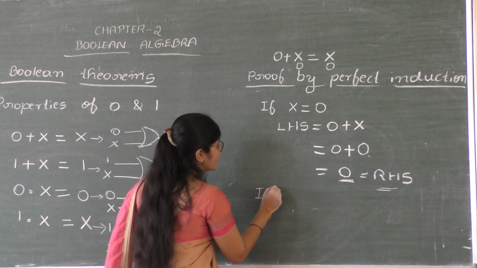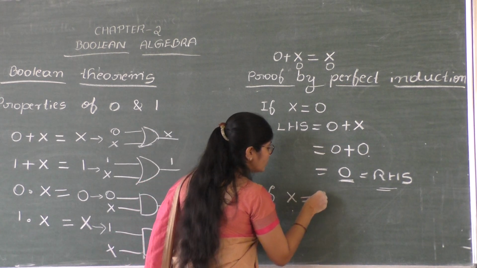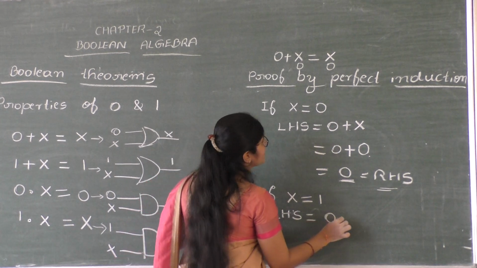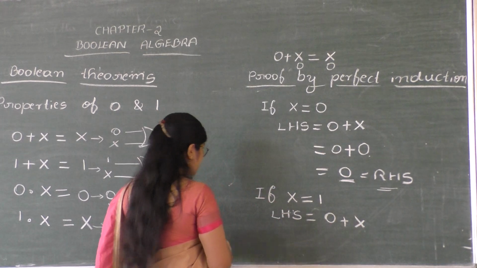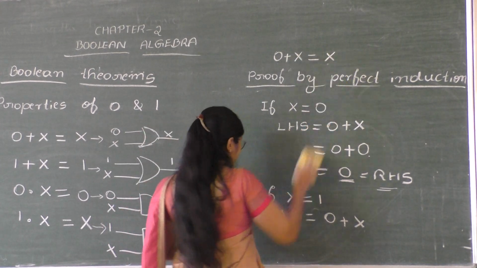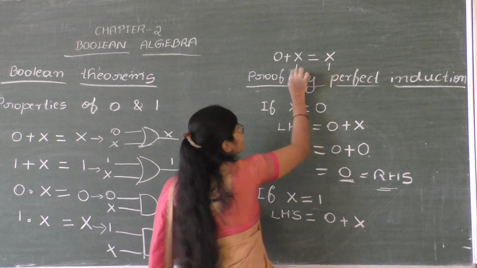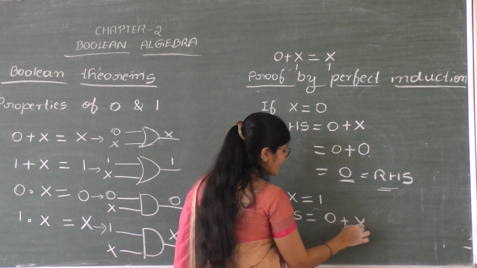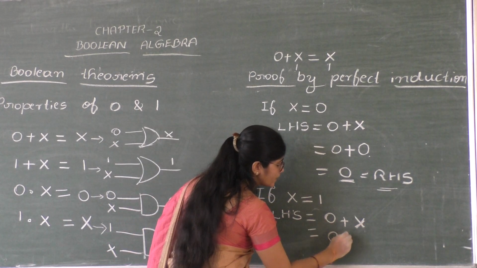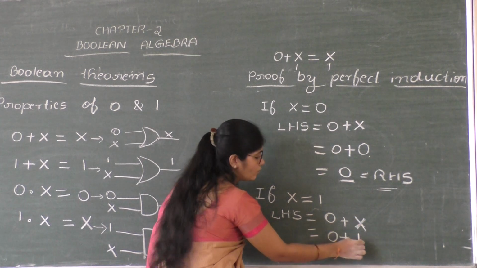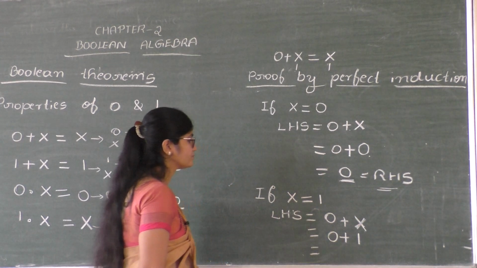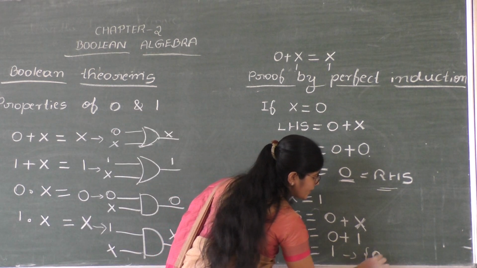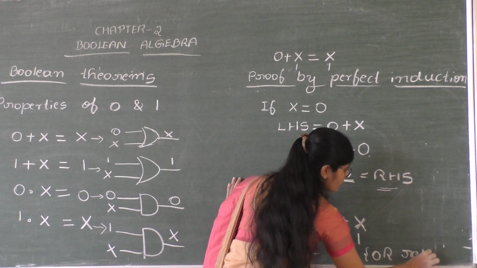If x equal to 1, write the LHS. LHS is equal to 0 plus x. Now substitute x with 1. So LHS must be equal to 1. LHS 0 plus x is equal to 0 plus 1. What is 0 plus 1? 0 plus 1 is 1. By OR relation, we can say that 0 plus 1 is equal to 1.